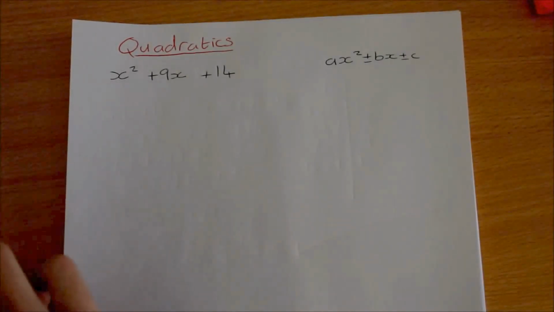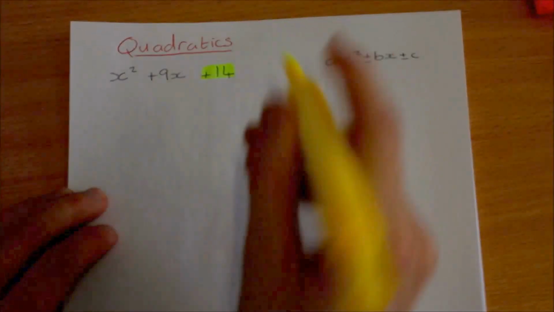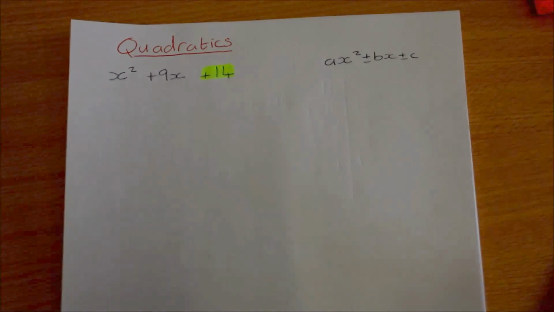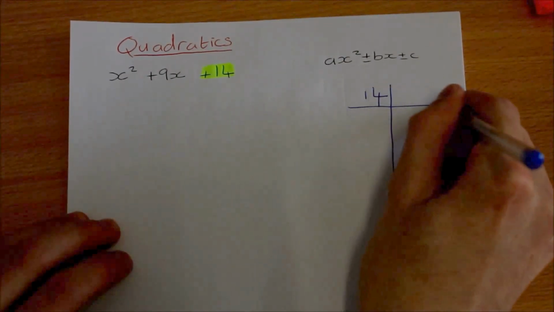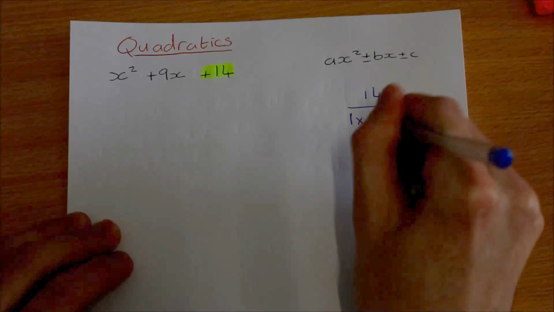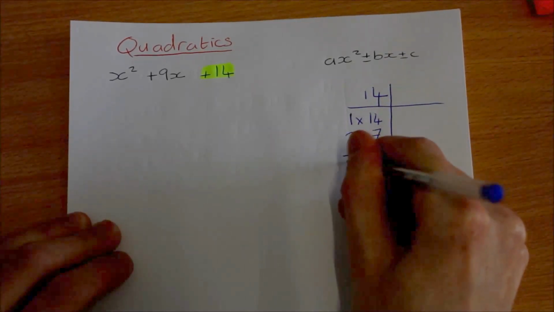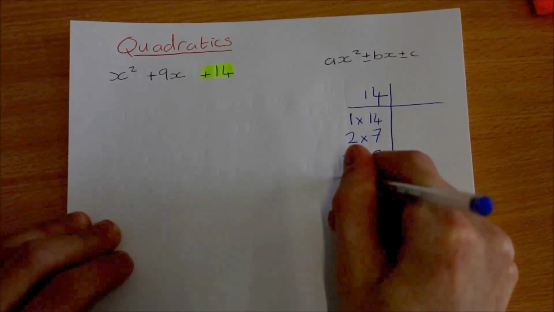So, the first thing that we're going to do is look at the last number here, the 14, the plus 14. This is our guide number. And what we do with our guide number is we find the factors of 14. Okay? So our factors of 14 are 1 by 14, 2 by 7, 7 by 2, 14 by 1.